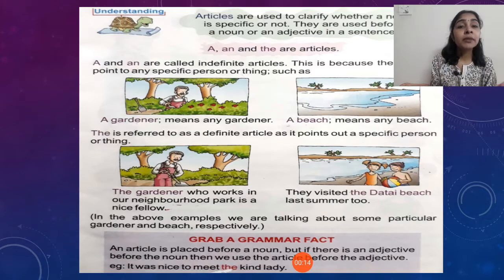Okay. For example, here it is given, it was nice to meet the kind lady. Okay, so the lady, instead of you, it was nice to meet the lady. If there was not any kind of quality in the lady, then you would have said that it was nice to meet the lady. But she was a kind lady, and you need to mention that, then you will use the before kind. Example, the tall man you met yesterday was my uncle.